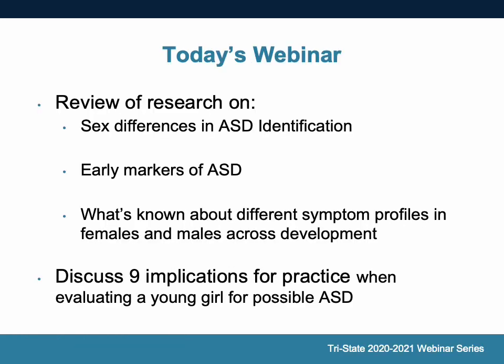So for today, I'm going to review some of the research on sex differences in our ability to identify people with ASD, talk briefly about those early markers, talk to you about different symptom profiles in males and females across development, at least what the research is telling us, and then discuss, I guess we have 9 implications for practice when evaluating. I do need to let you know that I kind of went down the rabbit hole in researching this topic, and I am grateful to the help of a very talented recent graduate from Colorado State University, Kendall Nolan, who is a self-advocate and working in the developmental disabilities community in northern Colorado.